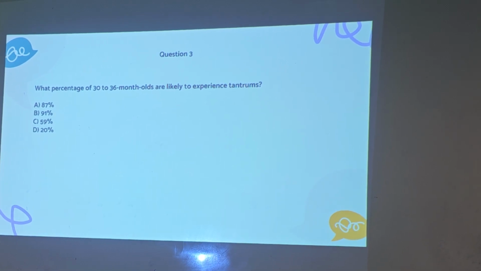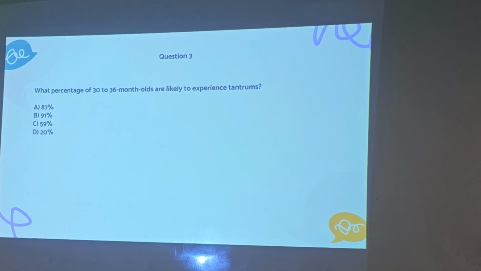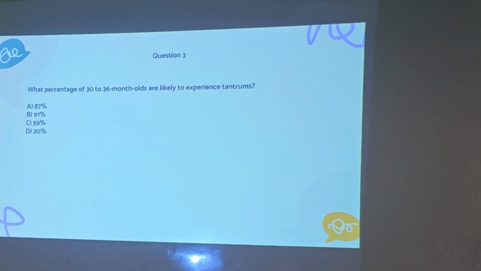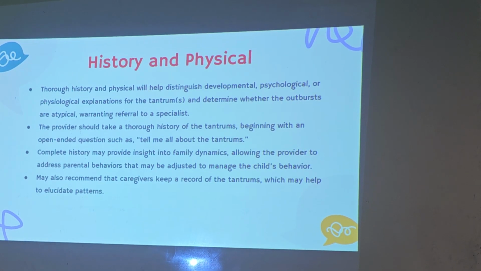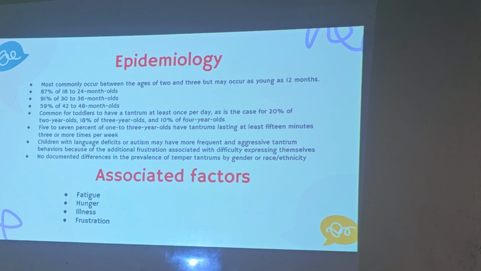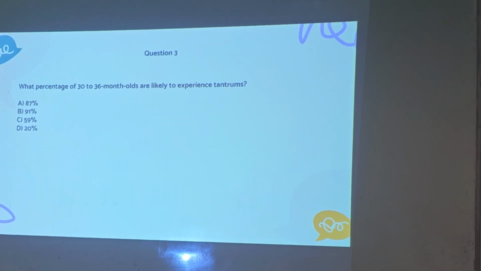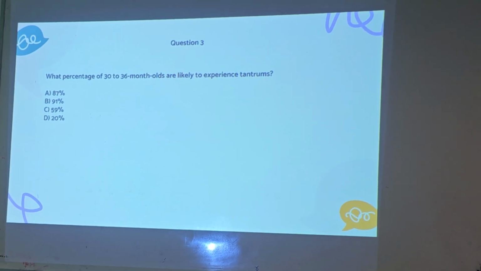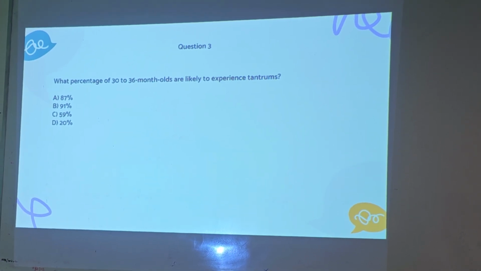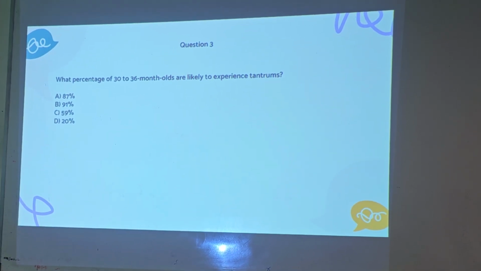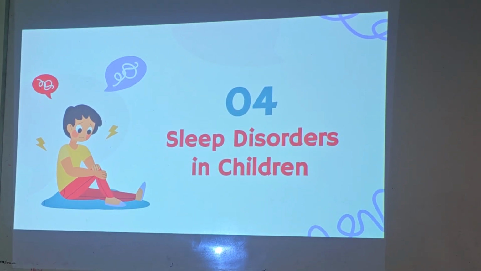And lastly, what percentage of 30 to 36 month olds are likely to experience tantrums? It will be 91% for the 30 to 36 months old. So we don't recommend corporal punishment. Corporal punishment is hitting and all that, because we find that the child is likely to react when they're angry and they have a tantrum. They are likely to react physically as well.